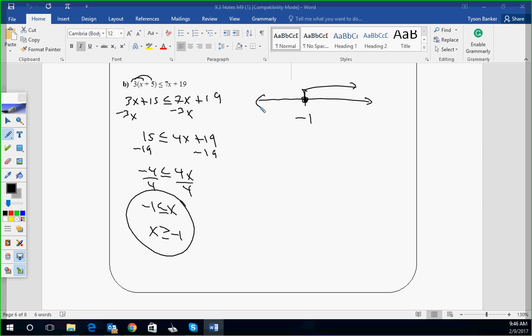So we can try 0 again, if we want to test something. 3 times 0 plus 5 is less than or equal to 7 times 0 plus 19. That's 5 times 3, that's 15. 19. 15 is less than 19.